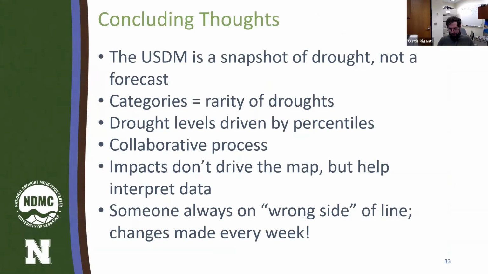So some quick concluding thoughts. We're getting a couple minutes over time here, so I'll keep this brief. The Drought Monitor is a snapshot of drought during the week at a particular time, on Tuesday morning. It's not a forecast for what's going to occur afterwards, so it does not take into account the weather forecast for the week ahead, nor anything that occurred after Tuesday morning. The Drought Monitor categories you see communicate specifically the rarity of drought level, or the range of percentiles historically that drought locally is falling into.